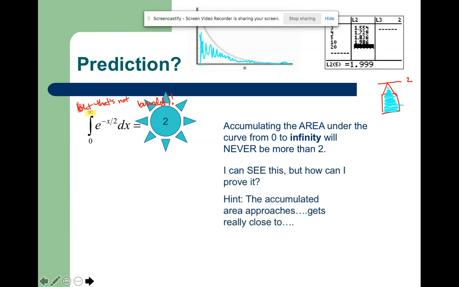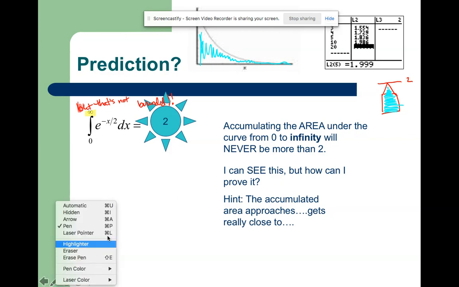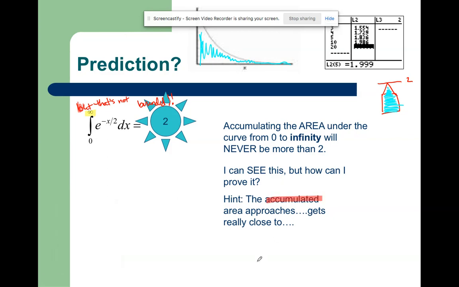So I got to prove this. How do you think I prove it? Well, if I'm thinking about accumulating area, that's what my integral is doing, accumulating. The area, that sum, goes off forever and ever, gets really close to what L word? Limit.